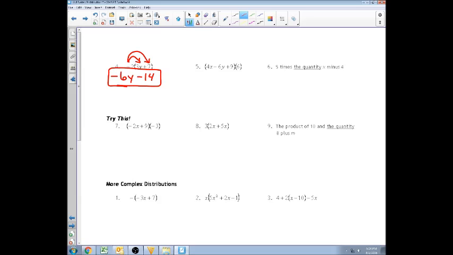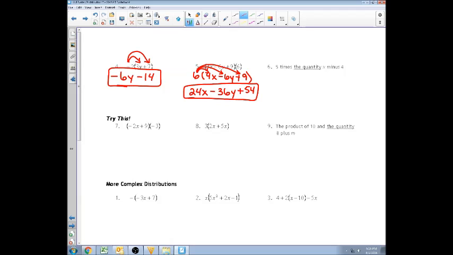Here, number 5, this is one of those situations where you may want to rewrite the problem. If you want to rewrite the problem like I'm going to, I would make this 4x minus 6y plus 9. Now it'll be 6 times 4x. What's 6 times 4x? 24x. Then it'll be 6 times negative 6y, which is negative 36y. Then it's 6 times 9, which is positive 54. Okay? You just need to take what's outside the parenthesis and multiply it by everything inside the parenthesis one time, and you'll be okay.